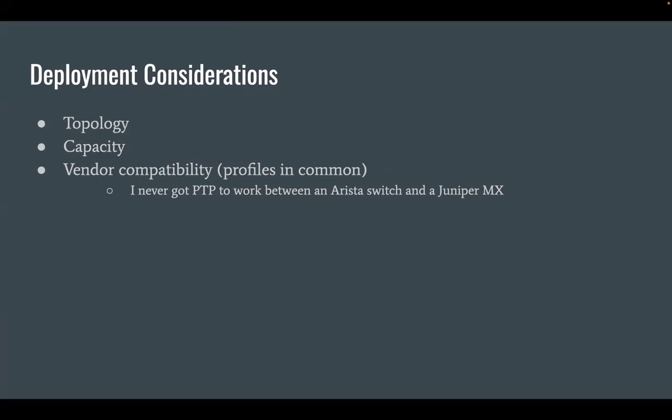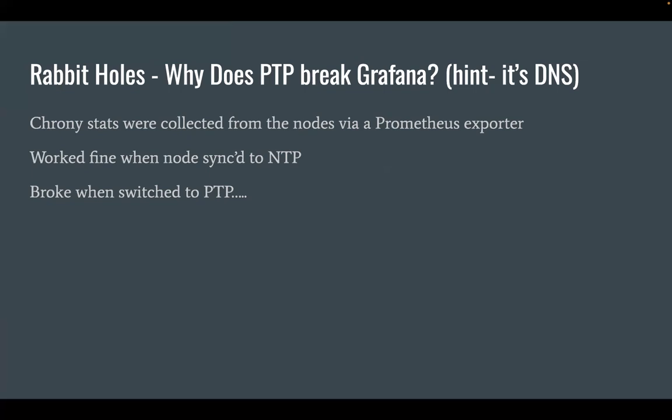I tried to get an Arista switch and a Juniper MX talking to each other, and I just couldn't figure it out. It's possible that they don't have profiles in common. I didn't go down that far. I did get two Juniper MXs to work together, which shouldn't be too much of a surprise, but that was nice to see. But that is certainly something to keep in mind. I'll go down this rabbit hole a little bit because I want to leave time for questions.